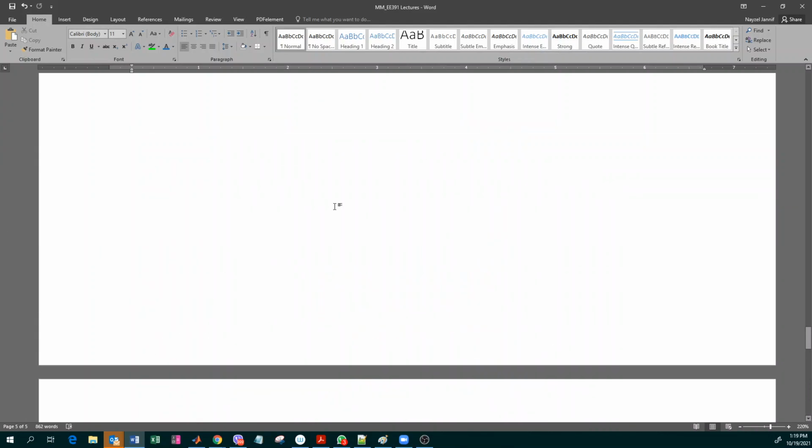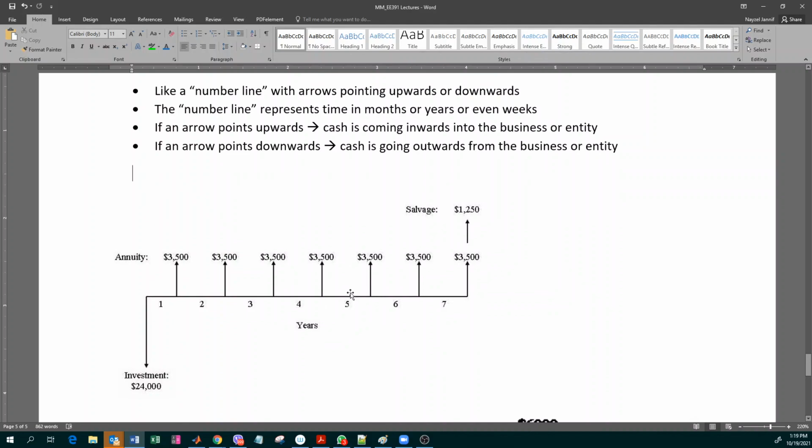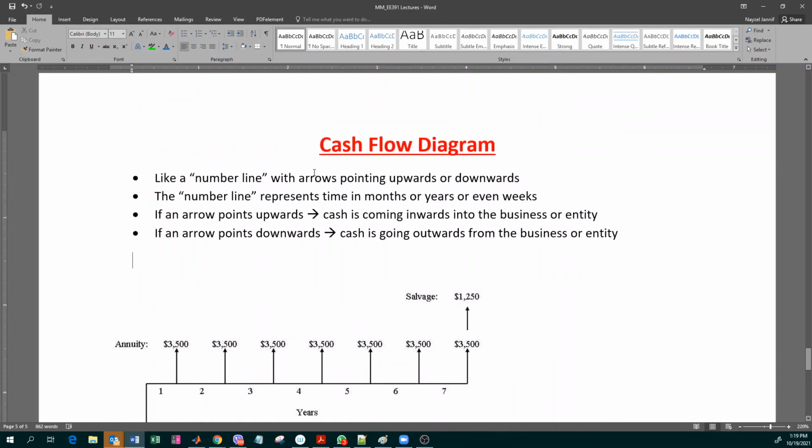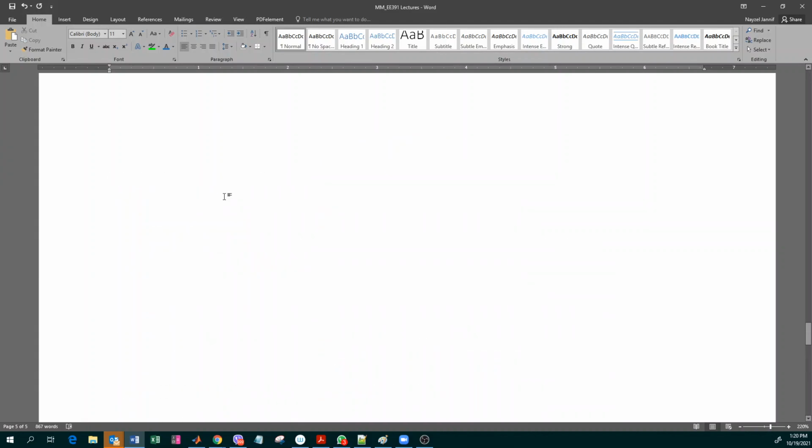Okay, so the point I'm trying to make over here is this is an example of a cash flow diagram. I'm not explaining it. I'm just introducing you. This is an introduction to cash flow diagrams.